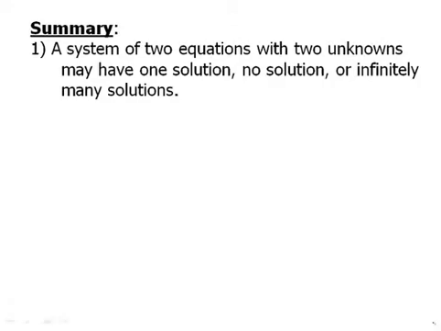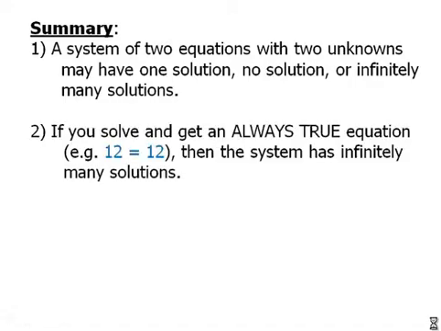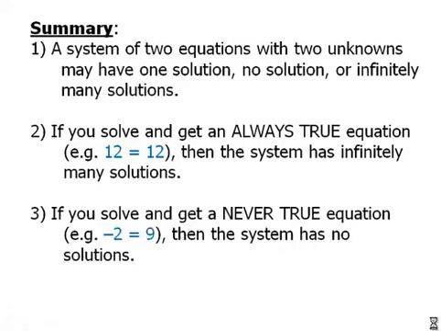In summary, a system of two equations with two unknowns may have one solution, no solutions, or infinitely many solutions. The most common case by far is the one solution case, and that's where you would use substitution or elimination and solve for individual values of x and y. If you do that solving and you get an always true equation, something like 12 equals 12, then the system is always true. It has infinitely many solutions. If you solve and all the variables drop out and you wind up with a never true equation, something like negative 2 equals positive 9, then the system has no solutions.